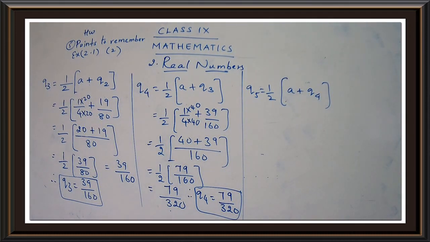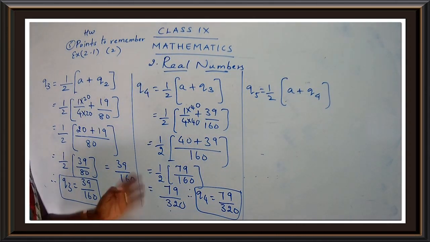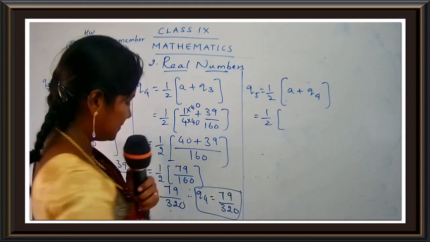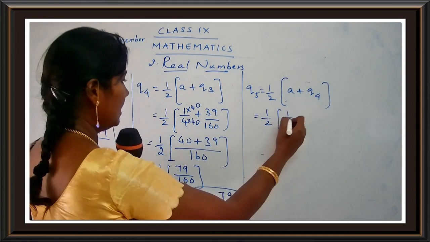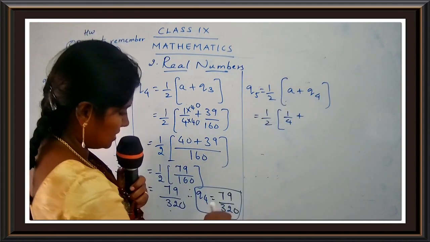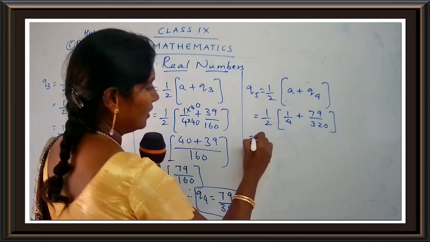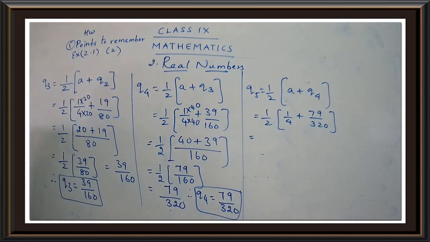Okay, let's go for the last rational number. There is a fifth rational number. What is the formula for the fifth rational number? How are you going to find it? Half of A plus Q4. We know all the values. Yes children, let's substitute the values. It's 1 by 4 plus Q4, which is 79 upon 320. Come on, complete the work and give me the answer, children.